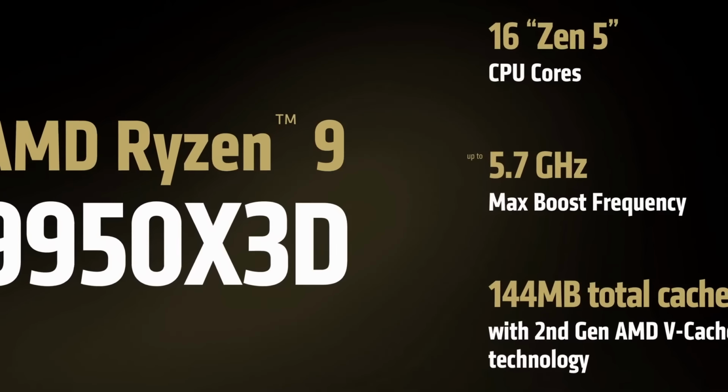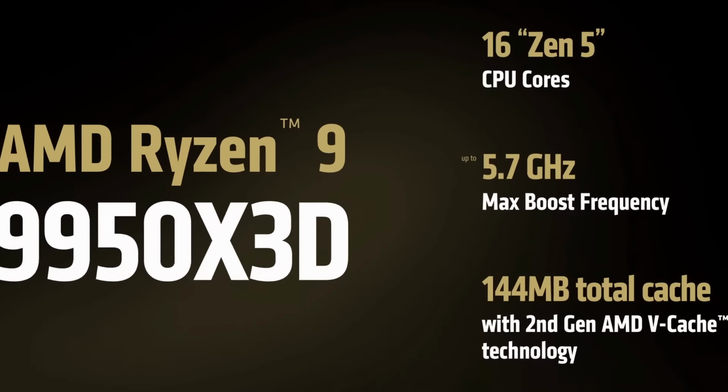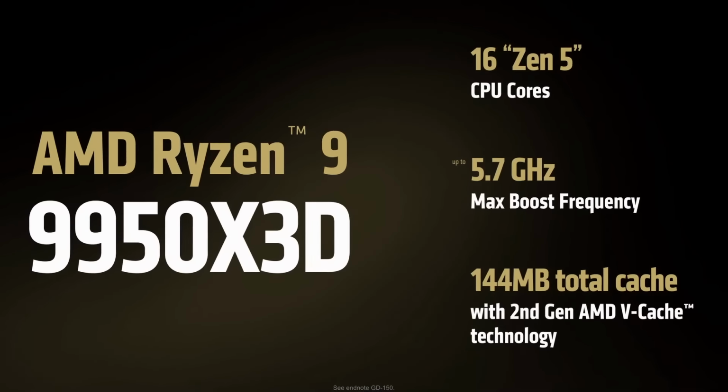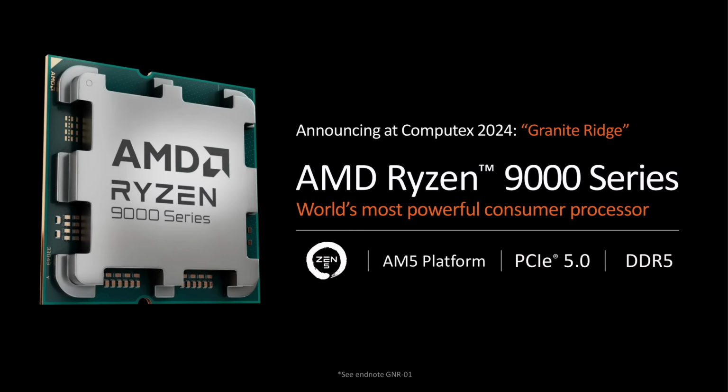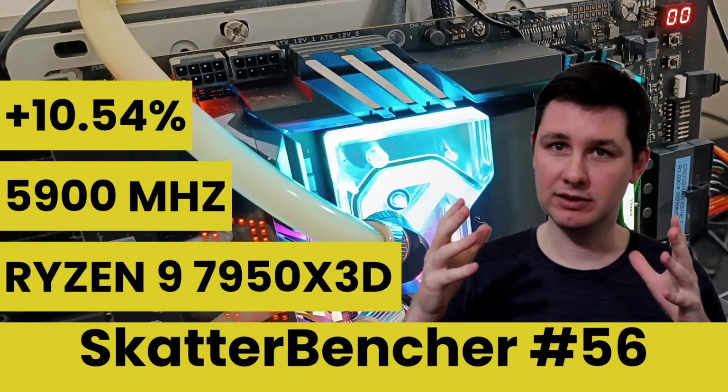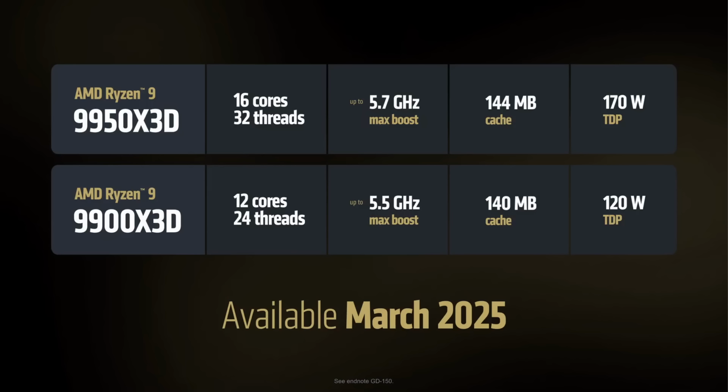The AMD Ryzen 9 9950X3D is part of AMD's Zen 5 based Ryzen 9000 desktop processor product line, codenamed Granite Ridge. The Granite Ridge processors were introduced on June 2nd, 2024 during Computex. The Ryzen 9 9950X3D succeeds the 16-core Zen 4 Ryzen 9 7950X3D, which we overclocked in SkatterBencher number 56. It has a base clock of 4.3 GHz and a listed boost frequency of up to 5.7 GHz. Unlike its predecessor, the TDP is now 170 watts.